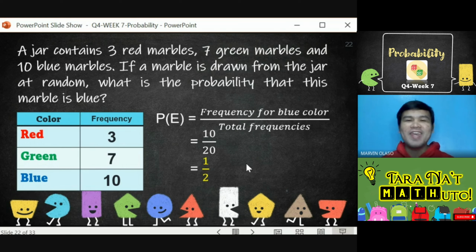So, I think we are done with our topic for quarter 4, week number 7. This time, to test if you really learned in our lesson for this week, get ready and say, Math try nga!